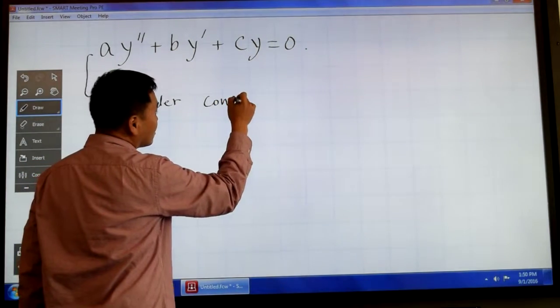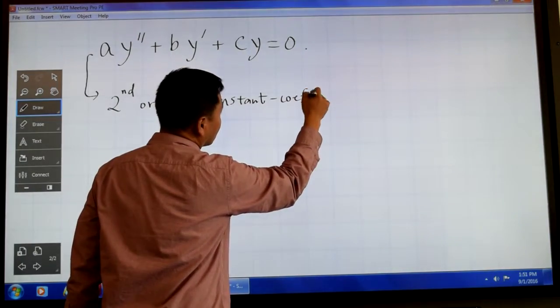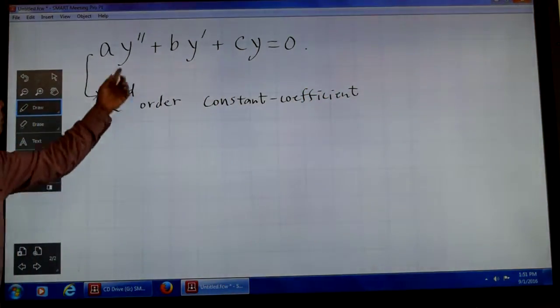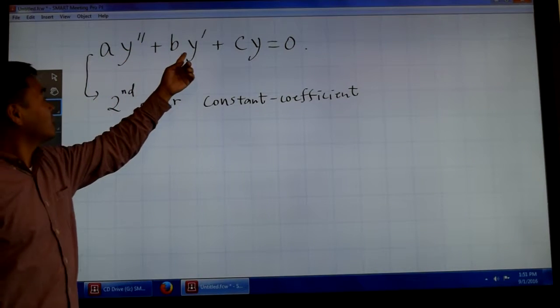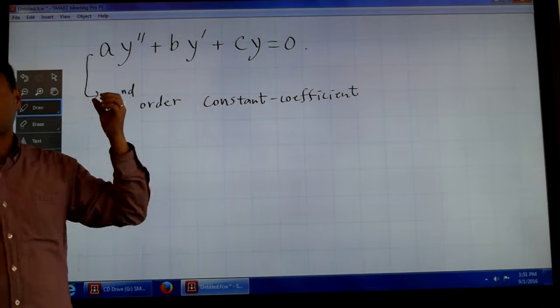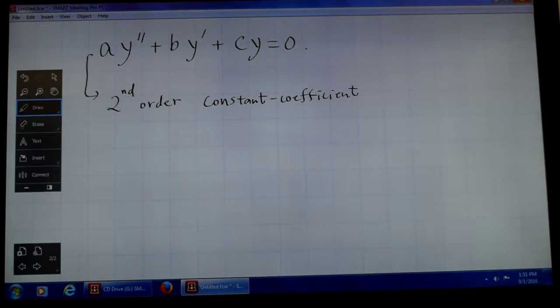Constant coefficient, because you can see that y double prime, y prime, and y all have their coefficient functions as constants. a, b, and c are constants. Okay? This is called constant coefficient.